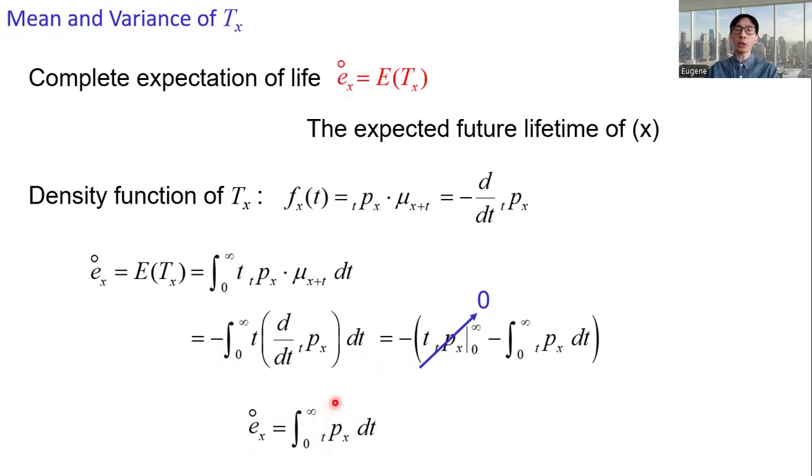If we have an upper age limit in our survival model, then the upper integral limit is replaced by omega minus x. And this is the formula to get the complete expectation of life. All right, we get the mean of T_x.